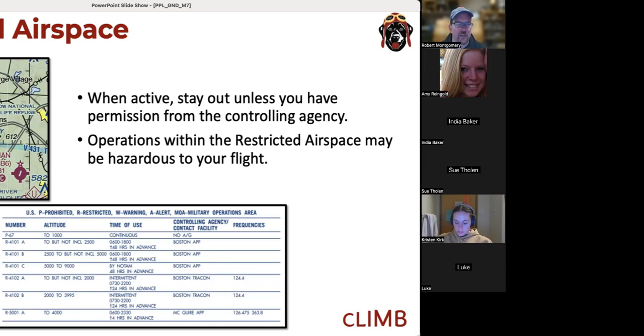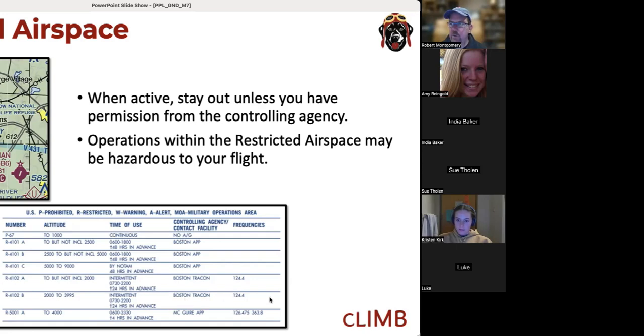If I look at it, it says it's R4102 A and B. So if I come down here, I can see R4102A, 2,000 feet but not including 2,000 feet. It's intermittent from 7:30 in the morning until 2200. And by the way, that's local time, right? The controlling authority is the Boston TRACON, and you can reach them on 124.4, right? For 4102B, it goes up to 3995, so just under 4,000 feet. And other than that, pretty much everything's the same.